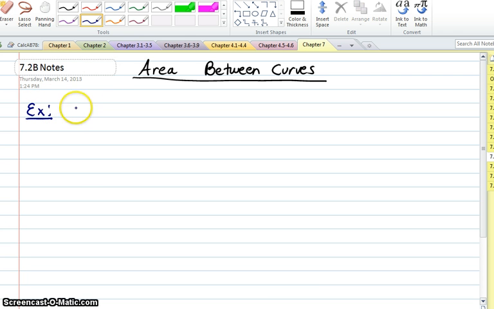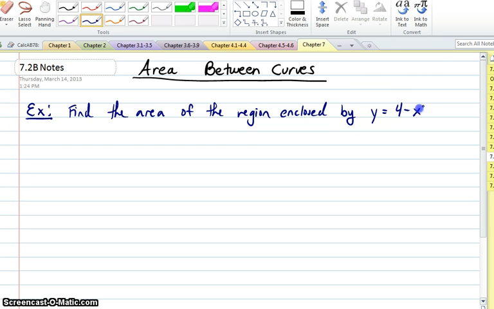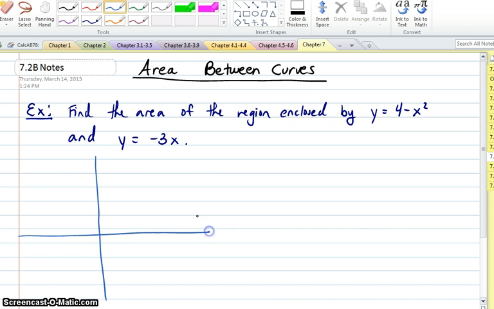And let's say, for example, they want us to find the area of the region enclosed by the following two graphs. So by the graph y equals 4 minus x squared, which is going to be a parabola shape, and the line y equals negative 3x. So your first step, as always, is to graph this. And again, just a general sketch. We don't have to get super accurate with this.